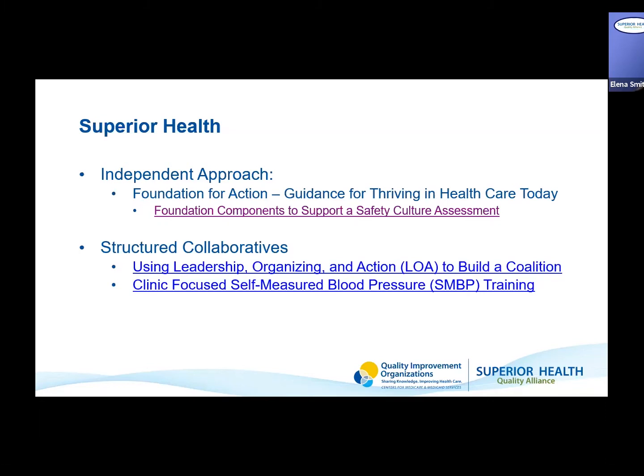We also suggest taking what you've learned in this 6-week ECHO and using that assessment in the independent approach to see if there are areas for improvement. We'll have many more action guides and assessments like what I mentioned in the independent approach.